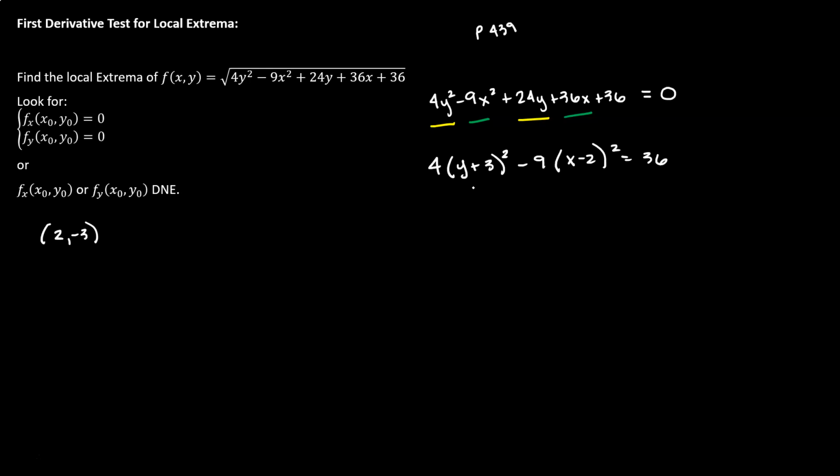So any (x, y) that satisfies this equation would also be a critical point, the same way that (2, negative 3) was a critical point. Now let this remind you that when you're solving a system of equations, you not only need to check when the partials are equal to 0, but also to see if the partials are ever undefined. Let's take a look at another example.